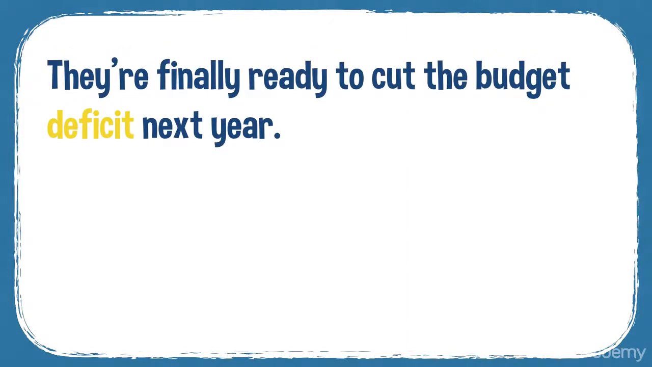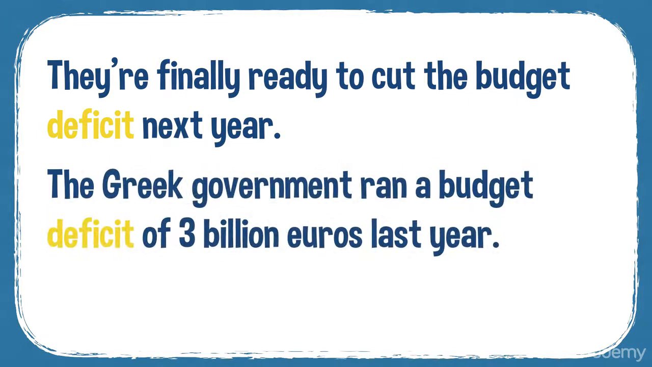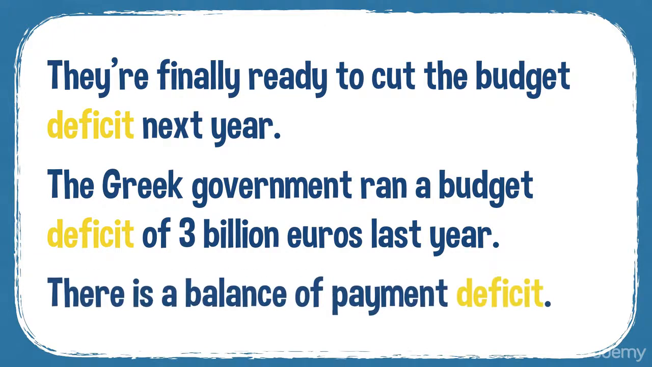They're finally ready to cut the budget deficit next year. Politicians talk a lot about trying to cut the budget deficit. The Greek government ran a budget deficit of €3 billion last year. So it spent €3 billion more than it took in from things like taxes.